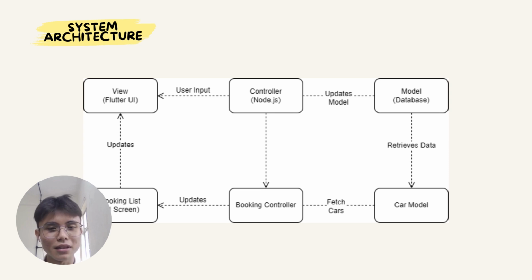Next, system architecture. In this case, MVC, Model View Controller architecture, will be implemented in Campus Cruiser. The model represents the data and business logic of the application. It handles data storage, retrieval, and manipulation. Node.js models represent the data and handle data storage and retrieval. Additionally, the view is responsible for displaying the data to the user and capturing user input. Also, Flutter UI displays a list of available cars and captures user input for booking a car. And lastly, the controller handles the user input and updates the model.